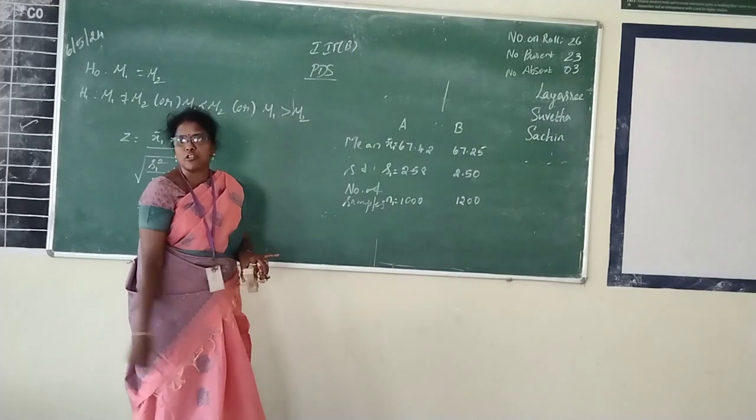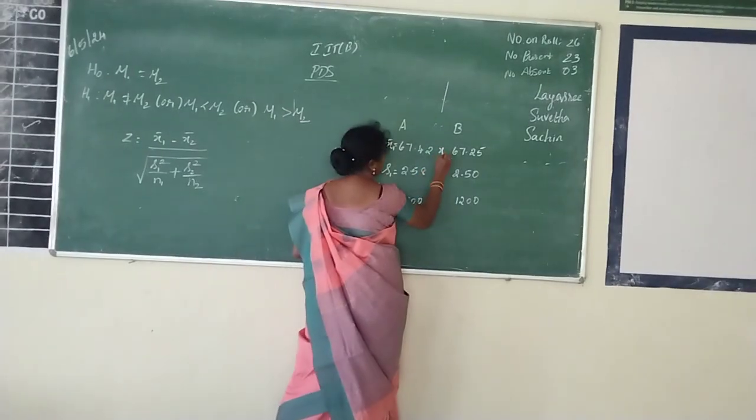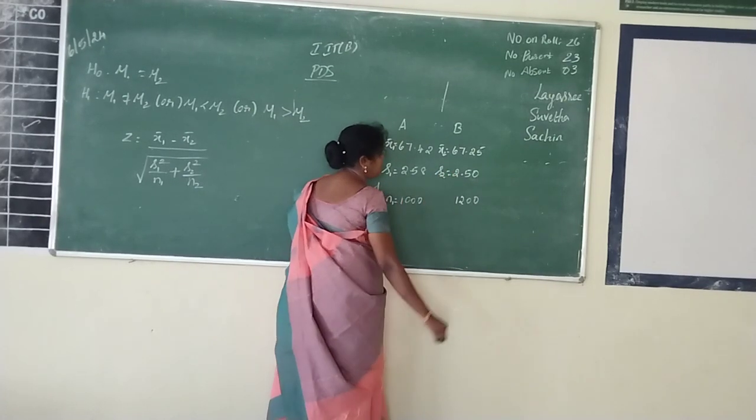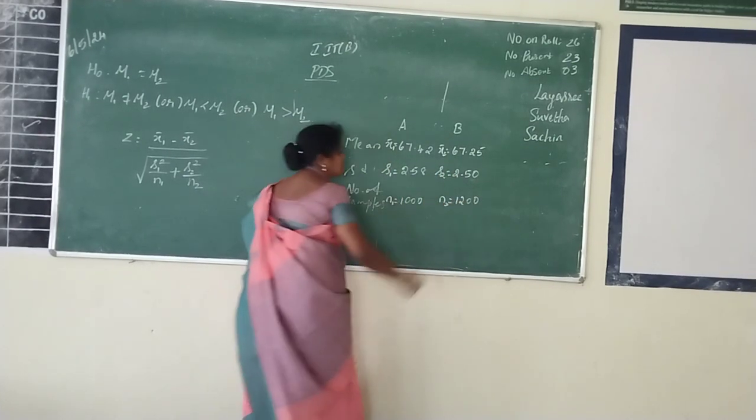This should be the first step in the solution. Similarly, x2 bar is 67.25, s2 is 2.50, n2 is 1002.